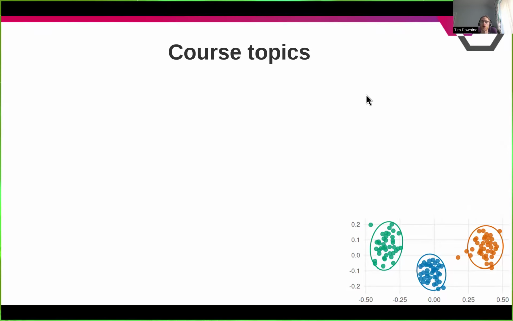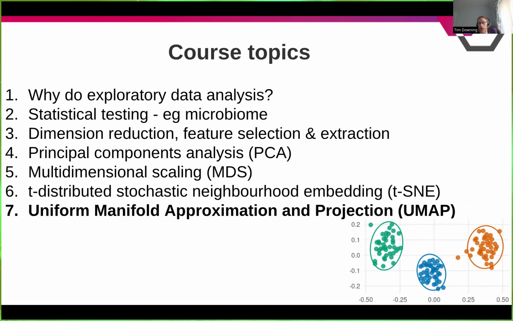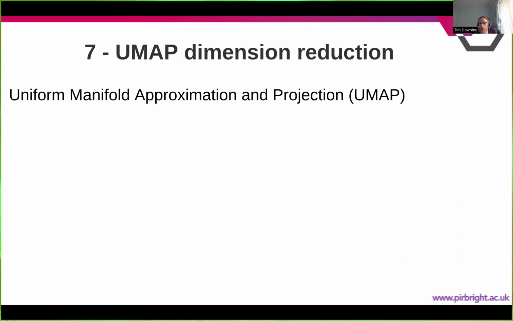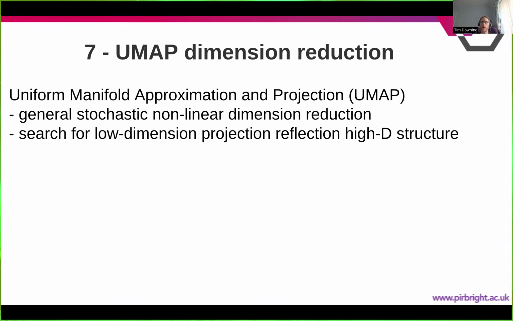So, welcome to the final video, number 7, in our course on ST9 Exploratory Data Analysis. We're talking about UMAP, Uniform Manifold Approximation and Projection. This is a method that is stochastic and therefore may vary around the different outputs that you might use unless you use the same seed, and it is nonlinear in terms of the way it transforms the data. It searches for a low dimensional projection reflecting the high dimensional structure.